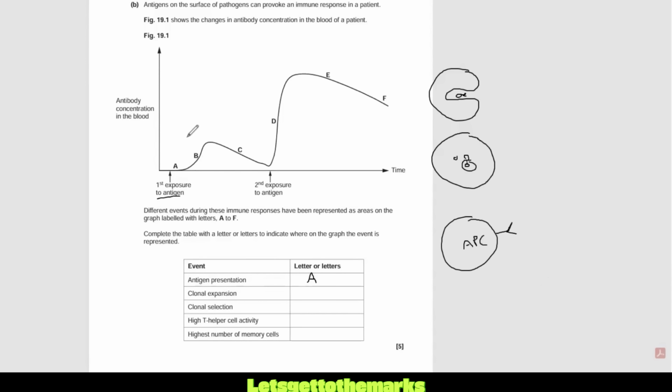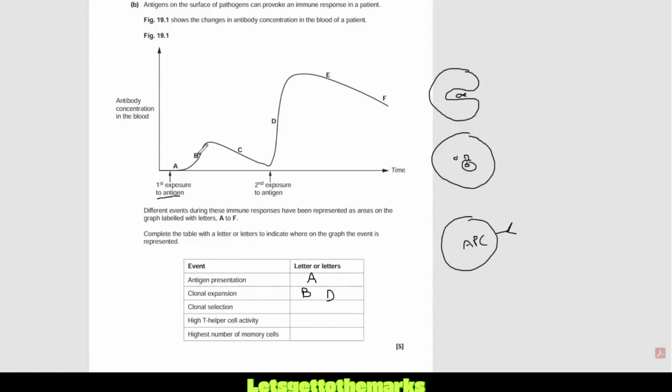So clonal expansion means when you are doing mitosis and making lots of white blood cells. You have to have done clonal selection first before you do clonal expansion. So clonal expansion is going to be B because that's the order we've got going on here. And also over here after the second exposure, why is the antibody concentration going up? Because we're expanding our army here. This is where we are making lots and lots of copies of those plasma B cells. We're expanding our clone army. So we're going to say it is B and D for clonal expansion.